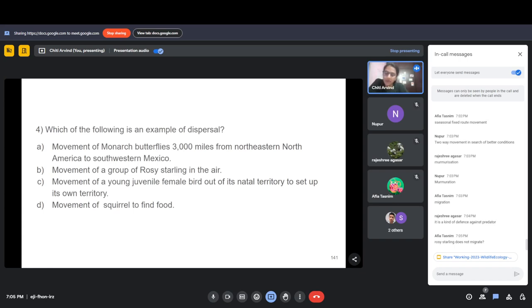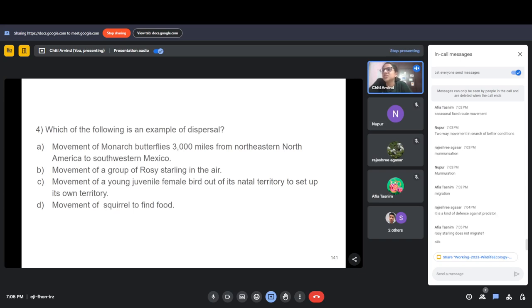Rosy starling do migrate, but the movement of rosy starling in the air, I should have been more specific, just before roosting, right? You have these huge flocks that go in waves just before they get into a roost, and that is known as murmuration.